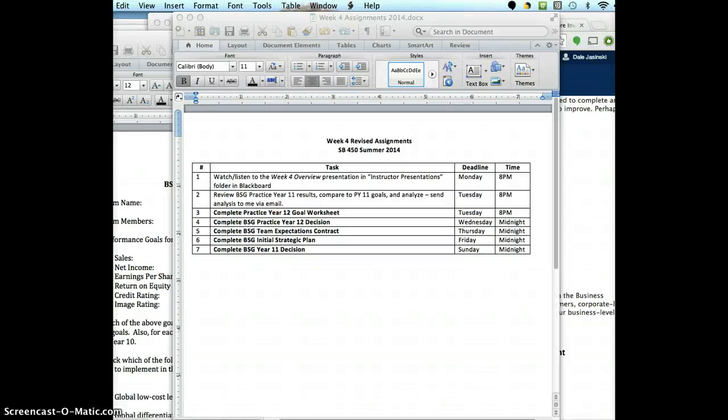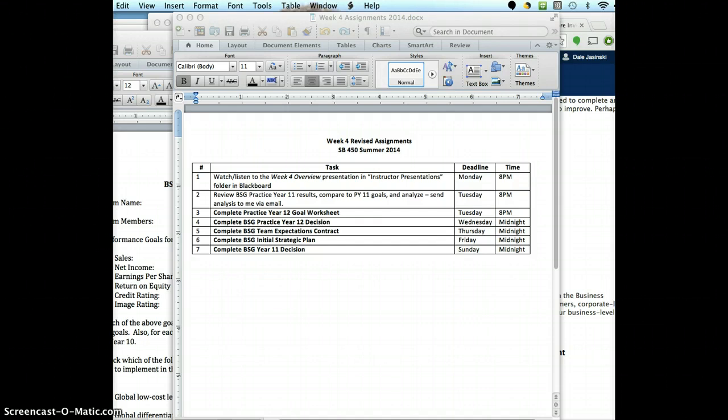Hi, this is the overview of week 4, which is when we're going to get really hot and heavy into the BSG. So this is the week 4 assignment sheet that you've seen. You'll see that today you're supposed to listen to this, and that by tomorrow you're supposed to compare your practice year 11 results to your practice year 11 goals that you set up.